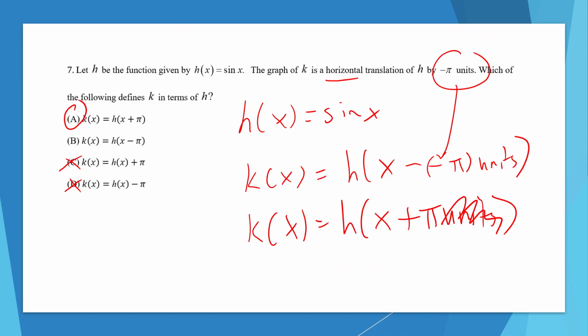So remember, because you're moving it negative pi units to the right, which is basically moving it left pi units, that's going to look like A, where it's going to appear as the opposite of what it actually does. So A is the correct answer for number 7.